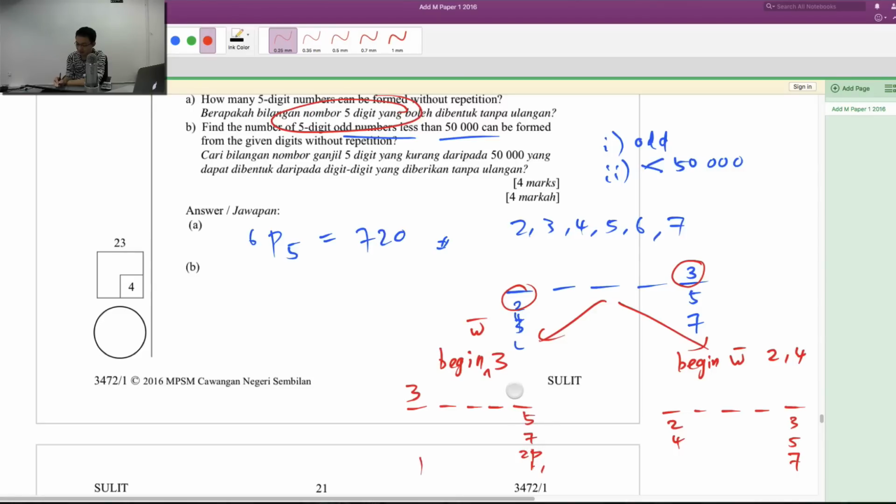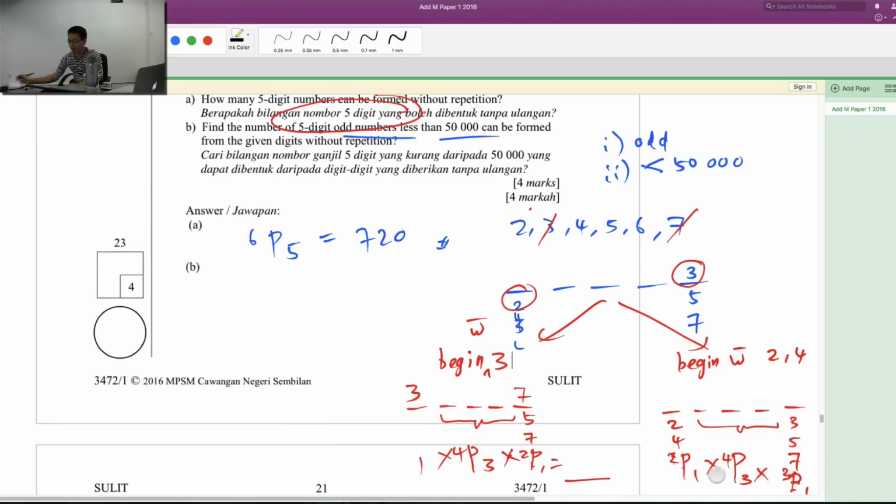Imagine if I use 7 here. That means if I use 3 and 7 already, how many numbers do I have left? I have left 1, 2, 3, 4. So in the middle here, I still have 4 numbers. I need to choose 3 because I have 3 slots here. Then I multiply them. I will do the same thing here. First place here is 2 digits, I have to choose 1. Last place here, I have 3 digits, I have to choose 1. And in the middle here, I will still have 4 digits, I have to choose 3. Then I multiply them.